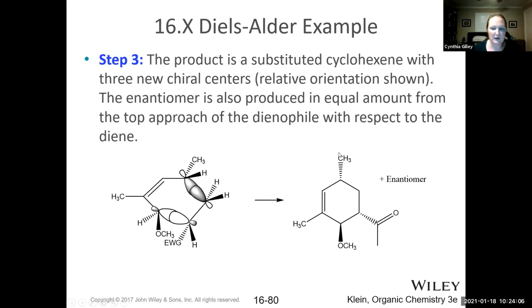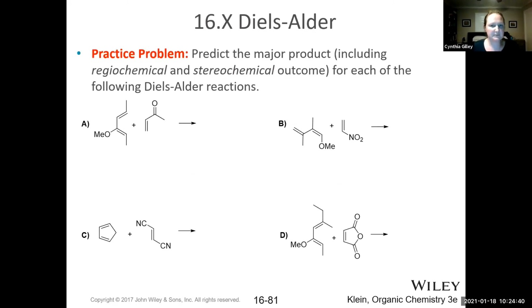So we've got the methyl group pointed down, the methoxy group pointed up, and the electron withdrawing group, which is the methyl ketone, which was pointed endo, will end up down. This is not a meso compound because there's no internal symmetry, and therefore the enantiomer is also produced. The enantiomer is produced from the top approach of the dienophile with respect to the diene. All the rotations happen in the exact opposite direction, and we end up with the exact mirror image product.